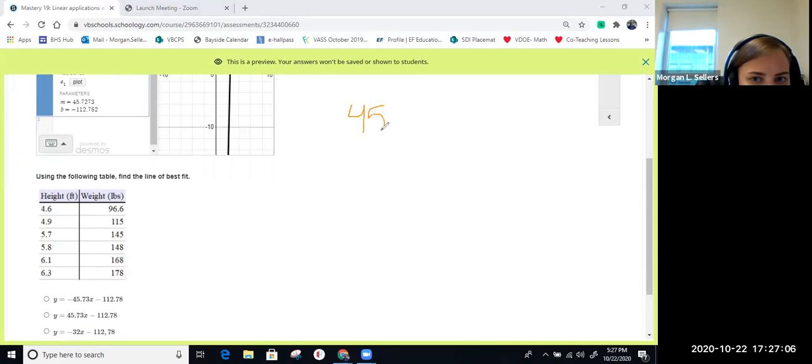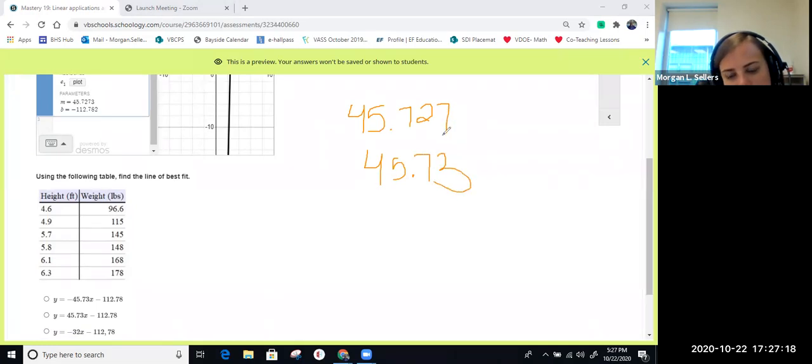So 45.727. So this can just be rounded to 45.73 because this number is going to make this 2 round up. Okay, so that's our slope.